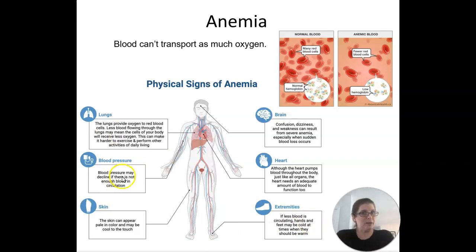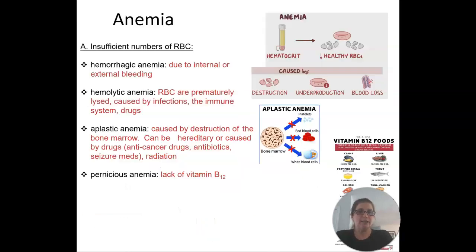Your blood pressure might be lower because you're basically trying to pump the blood through and your blood is kind of thinner. You might have pallor, light colored skin. And then the lungs are going to be affected because you're not able to transport that oxygen as well. So when we look at anemia, again, we'll look at different causes of the anemia.